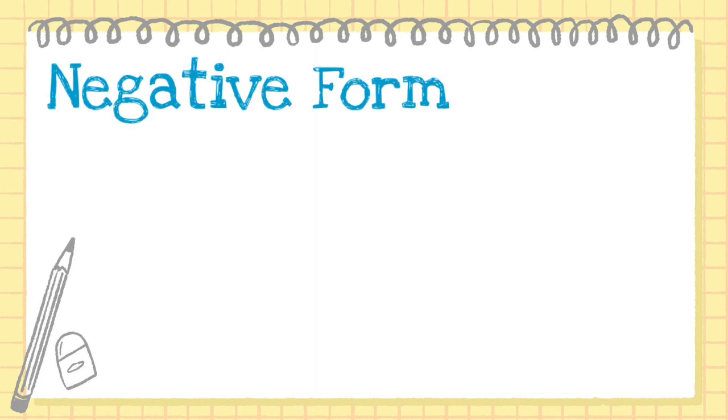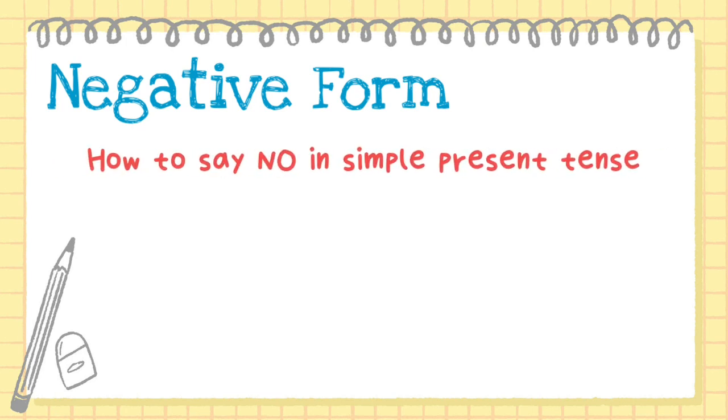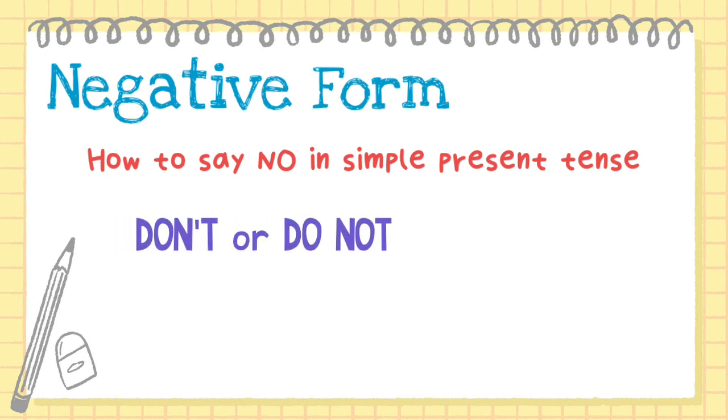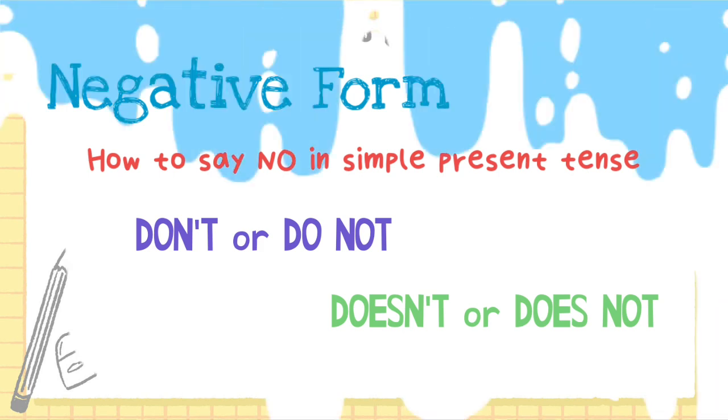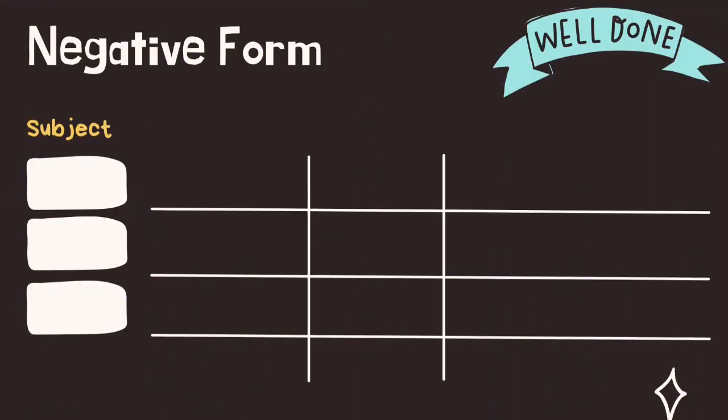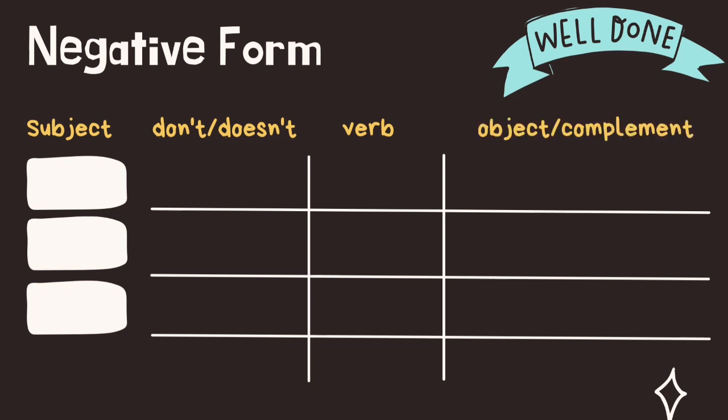Now let's go to the negative form atau bentuk negatif, or how to say no in simple present tense. If we want to say no in simple present tense, we can use don't or do not and doesn't or does not. Now let's create the sentence. First, we need subject, then don't or doesn't, basic verb, and object or complement.